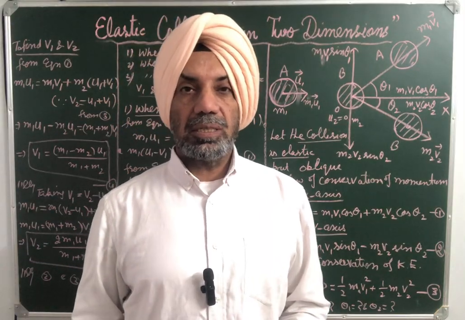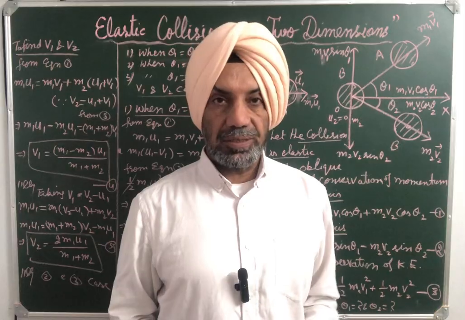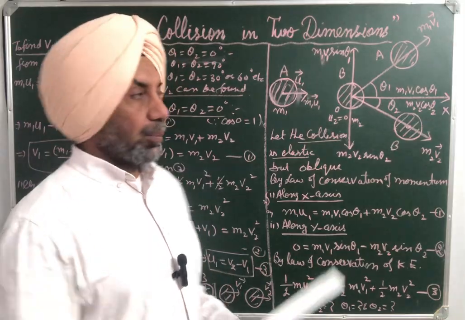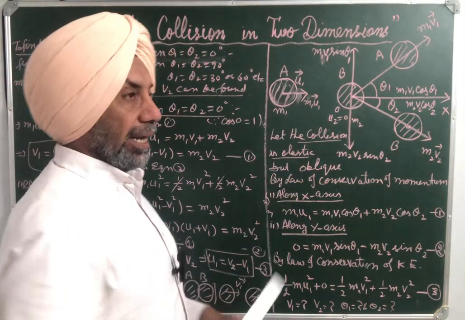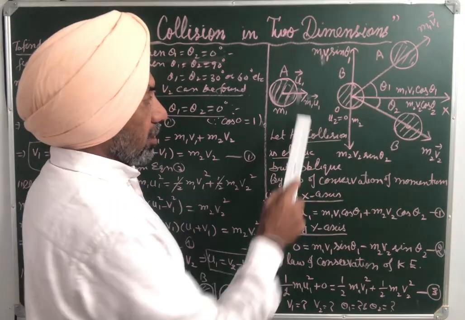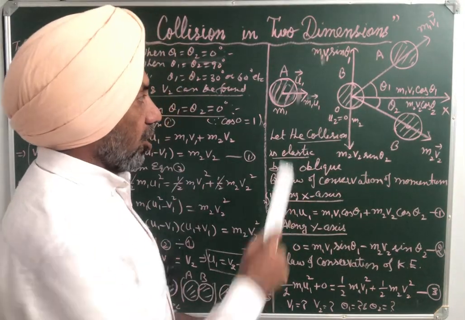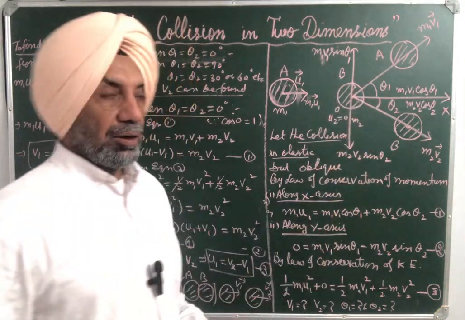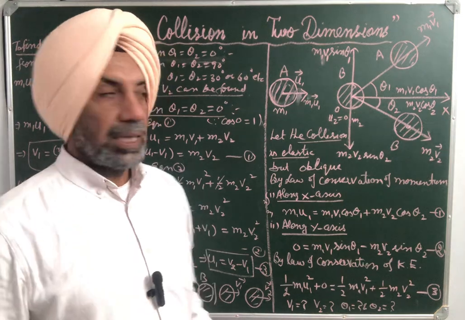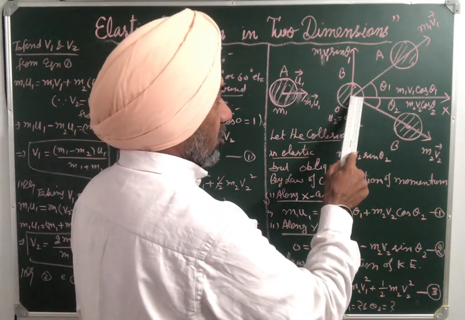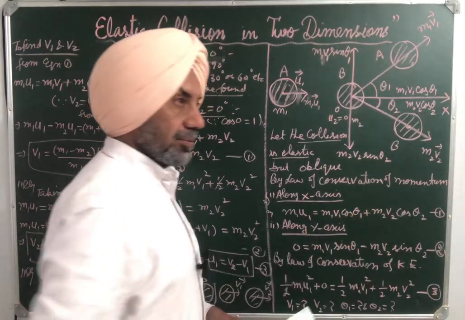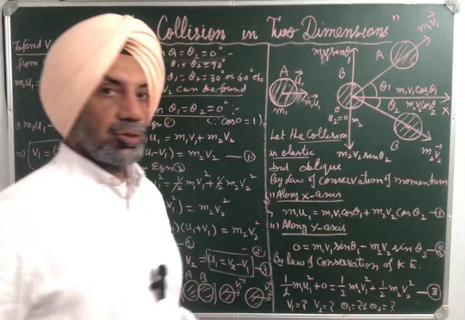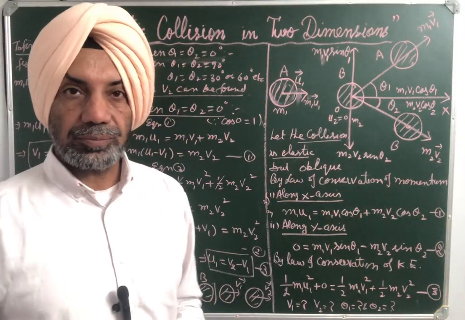Today I am going to discuss elastic collision in two dimensions. Suppose we have a body A of mass m1, moving with velocity u1 along the x-axis. Suppose we have another body B of mass m2, lying at the origin of the x-axis and y-axis at rest. Body B is at rest, so u2 is equal to 0.